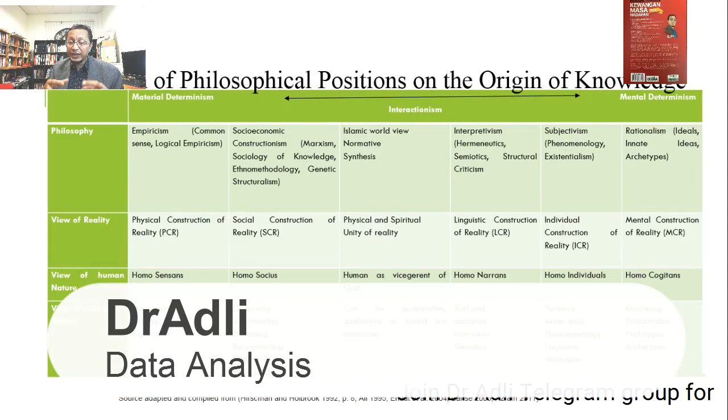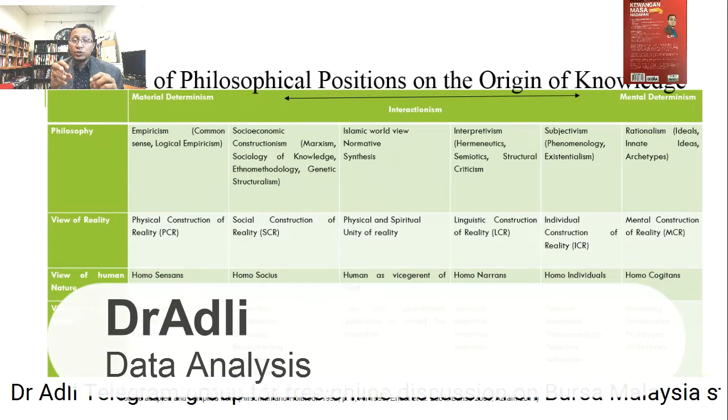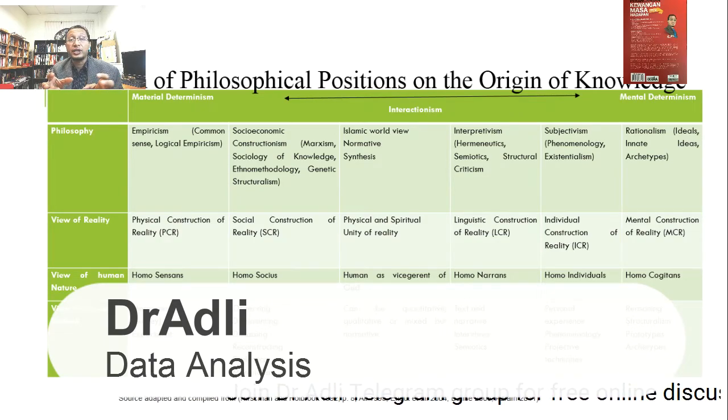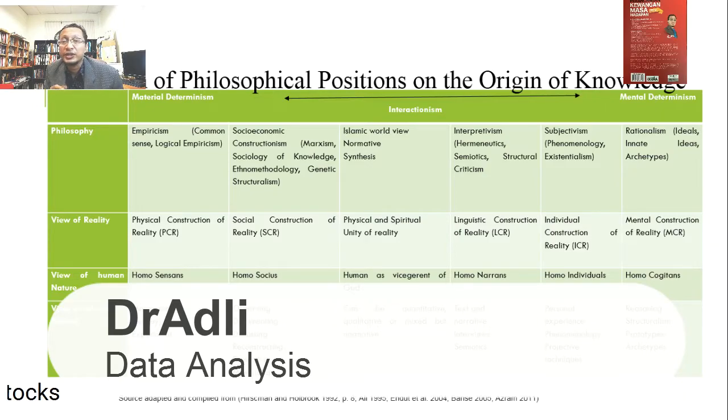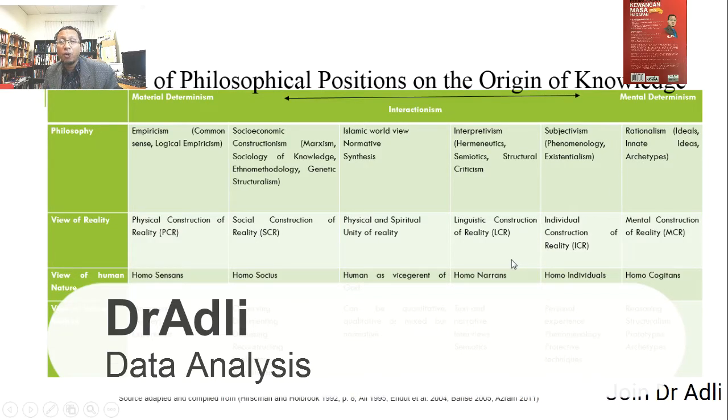Which means that when we say that it must be normative, you have to refer back to your revealed knowledge, which is the Quran, the Sunnah, and also the Ijma and the Qiyas, which is the nucleus of Islamic knowledge. Then, more towards the far right, you have subjectivism: interpretivism, subjectivism, rationalism, and so on. These are more qualitative in nature, right?